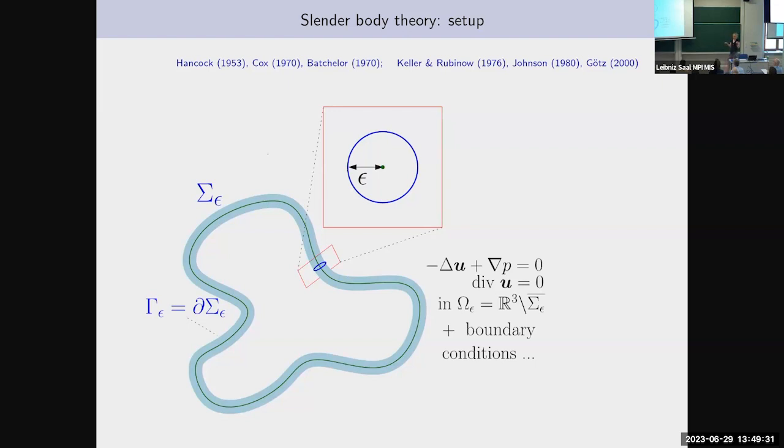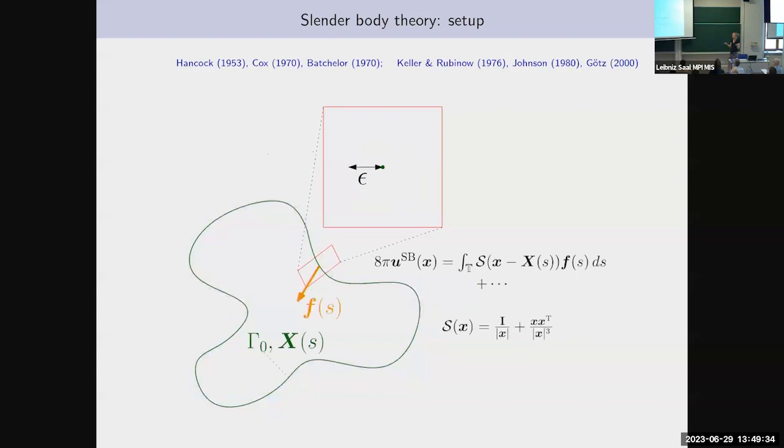The idea is that we have a very thin structure, so let's exploit the thinness of this filament. We're just going to treat it as a one-dimensional curve of point forces immersed in our three-dimensional fluid. The way we can do that is to take the free space Green's function for the Stokes equations, given here by the Stokeslet, and integrate it along the center line of this filament, against some force density that's prescribed for this filament.